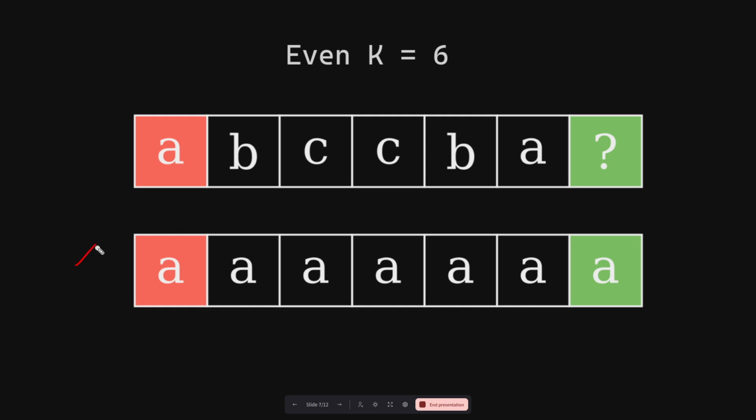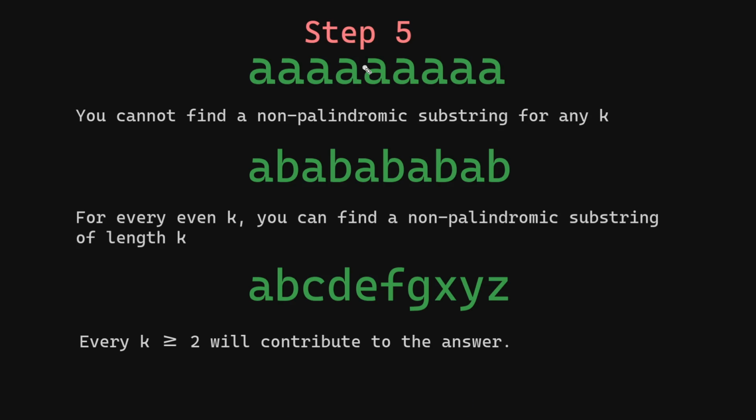And again, it's pretty intuitive on why that is the case. Because if the length is even and you slide it to the right, then this should be equal to this. Only then will it remain a palindrome. Now we have the algorithm. If the string contains all the identical characters, then you cannot find a non-palindromic substring.